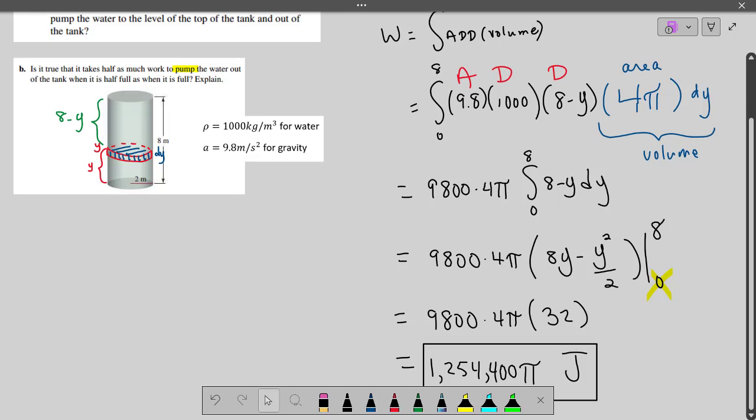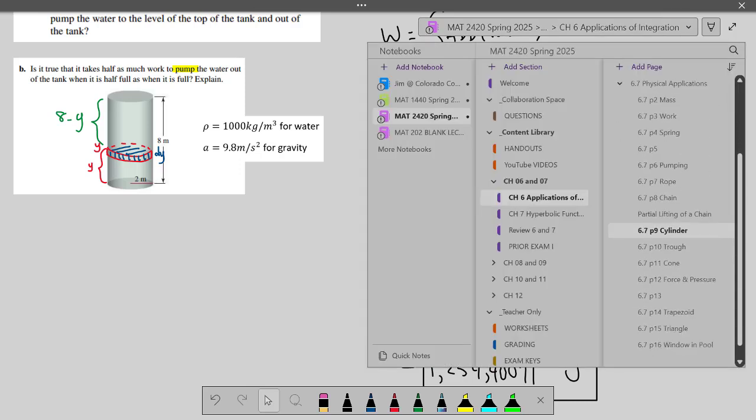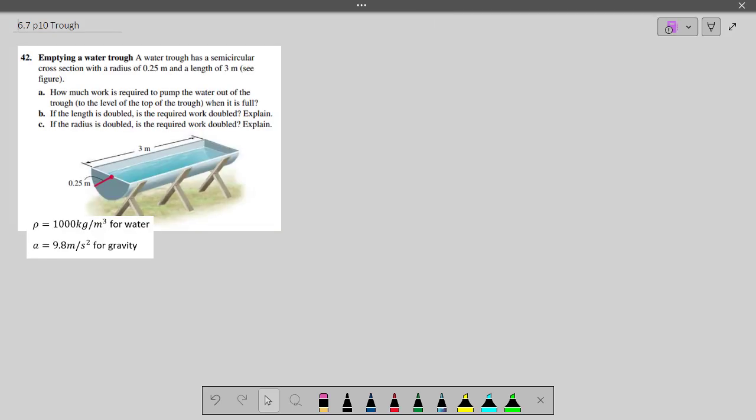These problems aren't that long. Add volume, just plug and chug. This is the simplest one, the cylinder. Let's up the ante a little bit. Okay, to a horrible trough.